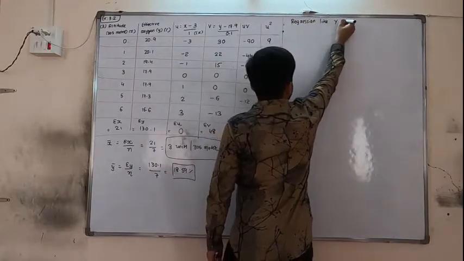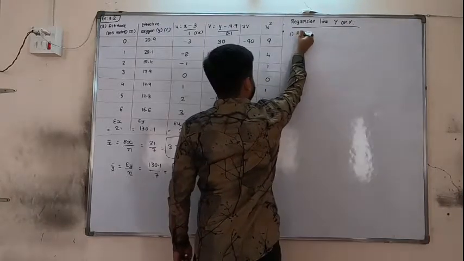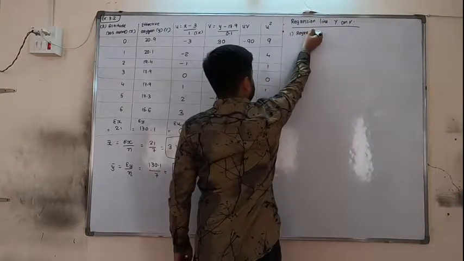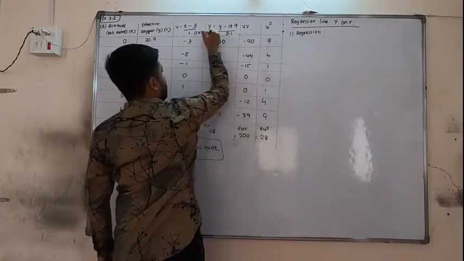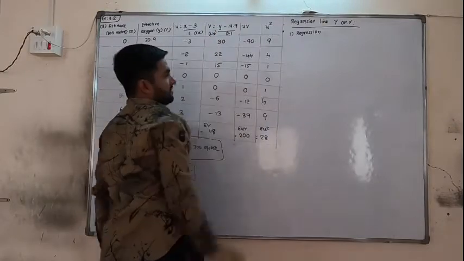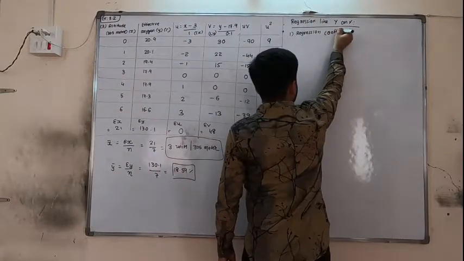Regression line y on x. First step, and see this is CY, writing in the bracket, this is CY 0.1. First step is regression coefficient.